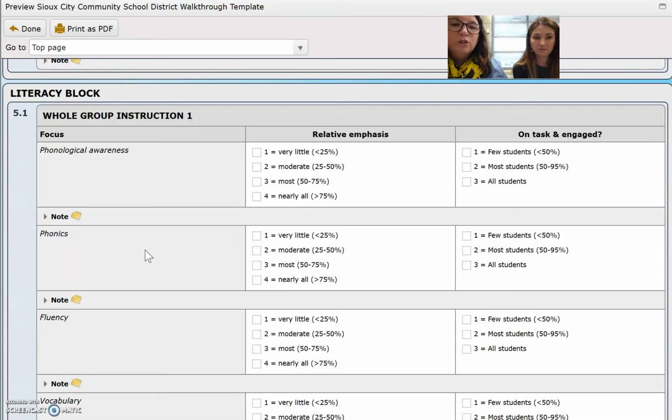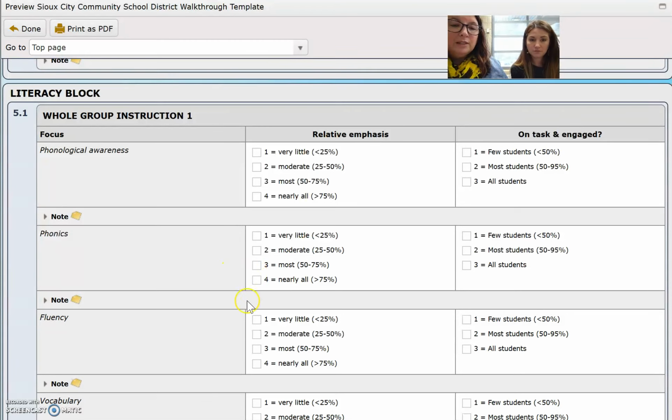And it could relate to a shared story that we read from Journeys. So if someone comes into my whole group instruction, they'll look at what my relative emphasis on phonics is. Is it, and to what degree? Then probably nearly all of my whole group lesson would be focused on phonics. Some of it may be comprehension if we had a shared story and I'm going back to that shared story.